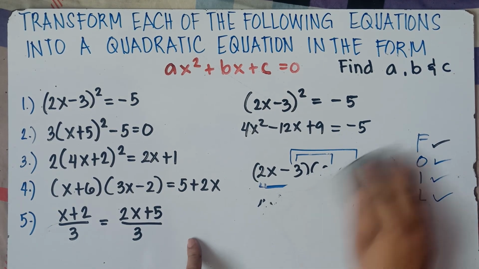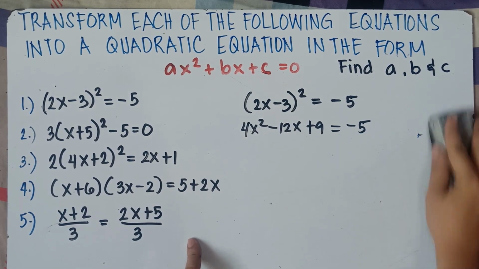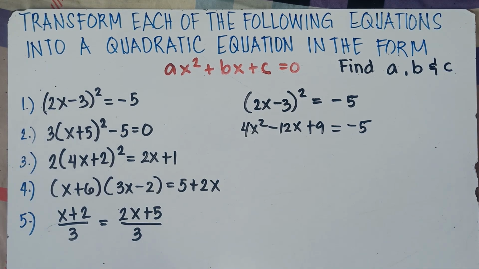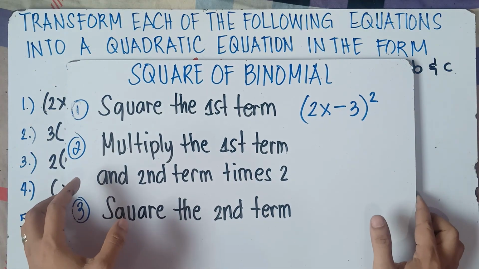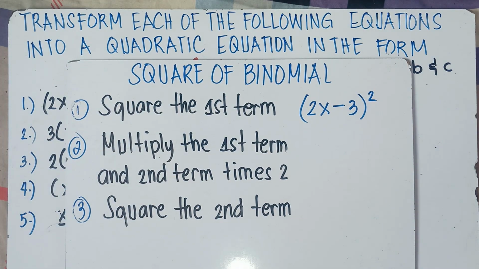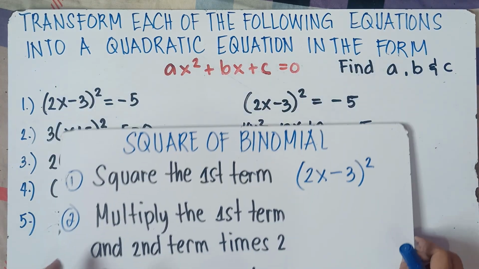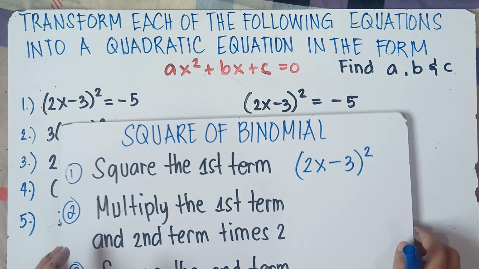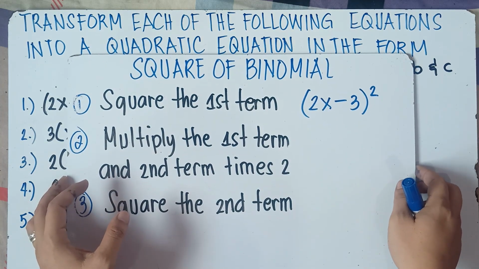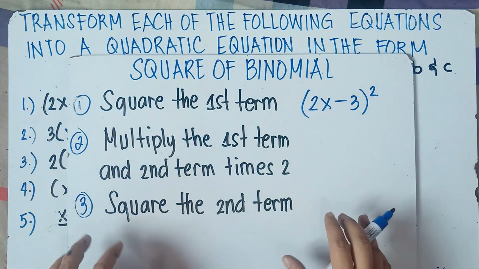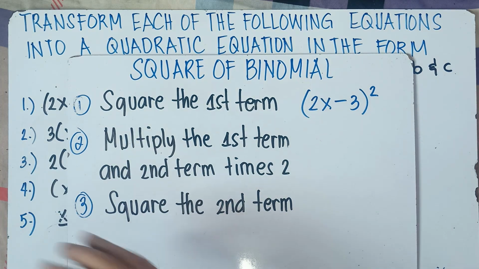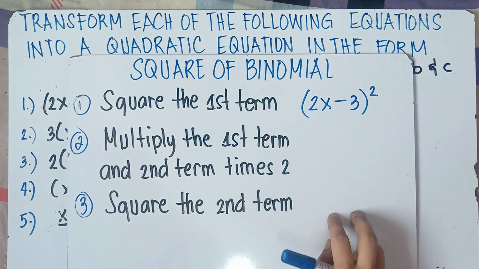Alright, so let me explain, class, the square of binomial. Because for me, it's better to master the square of binomial. If you want to learn more about it, I will put the link in the description down below. So same given, class, 2x minus 3 quantity squared. For the square of binomial, you need to master this for you to answer this easily. Because if you master it, I'm sure in 3 to 5 seconds, you can answer the equation right away.